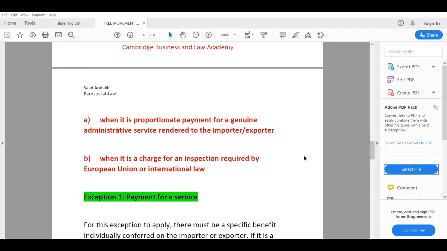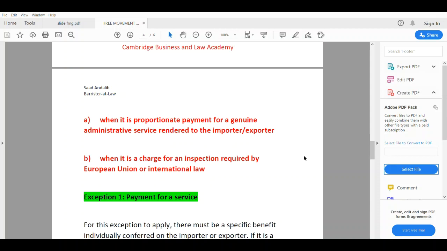So, in two instances, charges can be imposed on traders at the border: when it is a proportionate payment for a genuine administrative service, and when it is a charge for an inspection required by EU law.